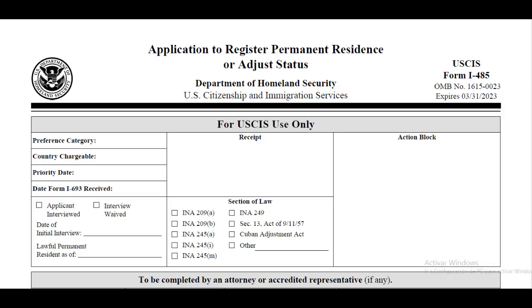So, for the general instructions for filling out this Form I-485, you can fill it out on your computer. If you need to fill it in by hand, print legibly and use black ink. The signature must be by hand and in black ink as well. Do not type your name or use a stamp where it asks for your signature.